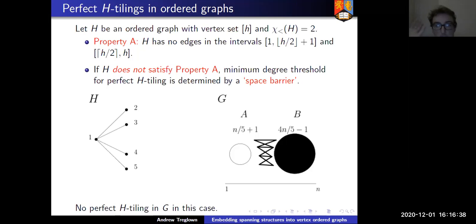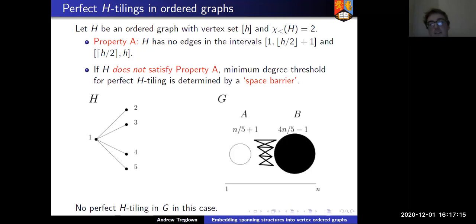So again, this black set B means you've got all possible edges inside of this set of size 4n over 5. This smaller set A has size n over 5 plus 1, and you have all edges between the classes A and B. Okay, so now, because we're in the ordered graph setting, we're labeling the vertices, giving them an order. So again, we do it from left to right. So the leftmost vertex in A has label 1, the rightmost vertex in B has label n.